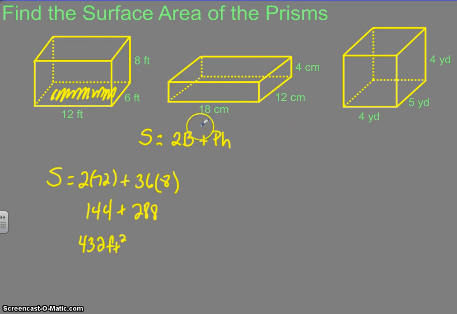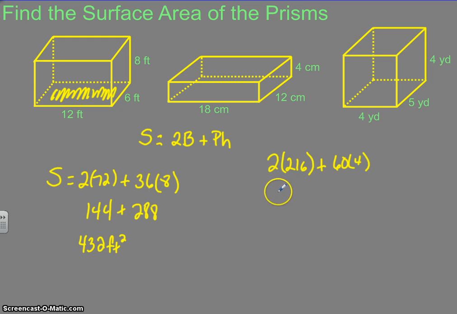I'm going to use, it's 2B, so it's 2 times area of the base. Well, that's 18 times 12. We're going to figure that out right now. 18 times 12. That is going to give us 216. Okay? Plus the perimeter of the base. Well, again, this rectangle is the base. So it's 18 plus 18, which is 36, and 12 plus 12, which is 24. And if you add 36 and 24, you get 60. So the perimeter of that is 60. The height is 4.